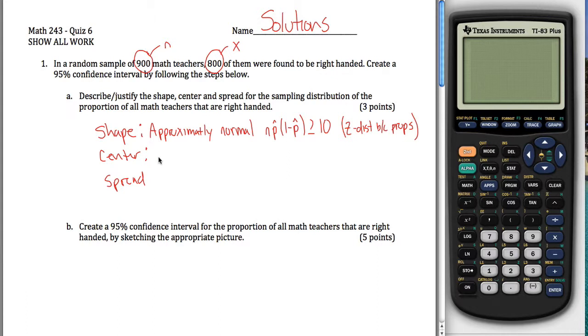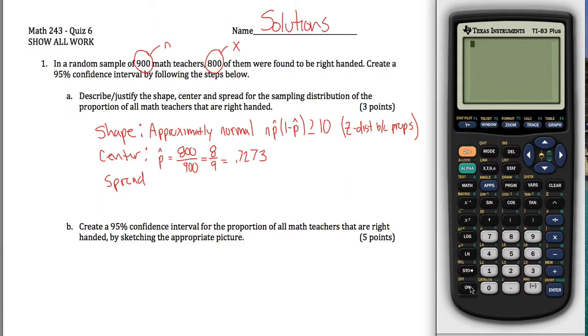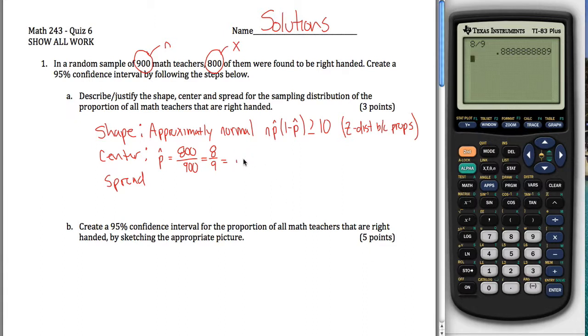Center. Center is given by p hat. And p hat is x over n. It's this 800 divided by 900. In other words, 8/9. In other words, 0.72 repeating, I think. 0.7273. I probably should check that. Pretty sure that's right. 8/9. Nope, I was wrong. Glad I checked it. This is 0.888 repeating. So maybe I'll call it 0.889. Sure.